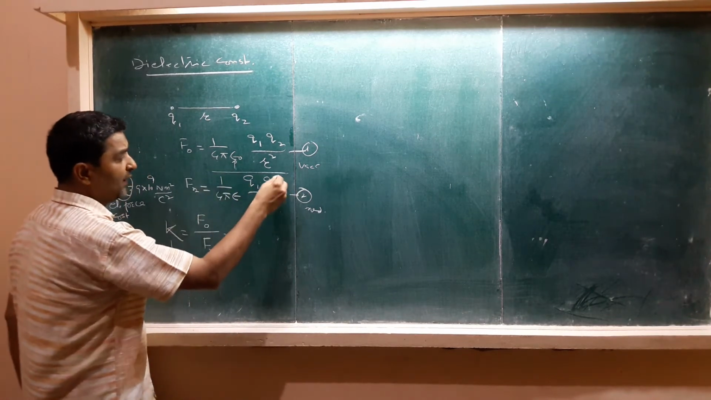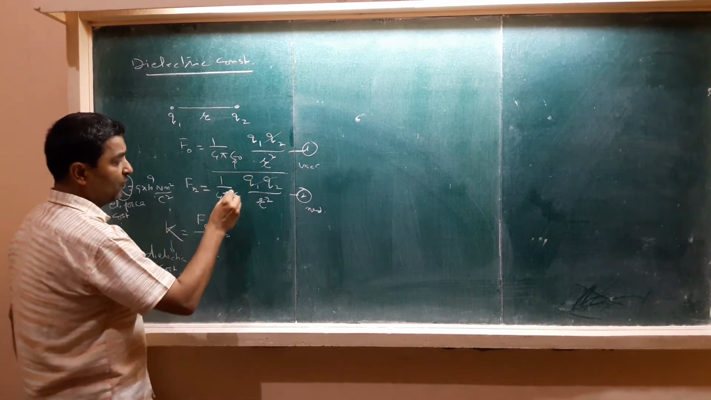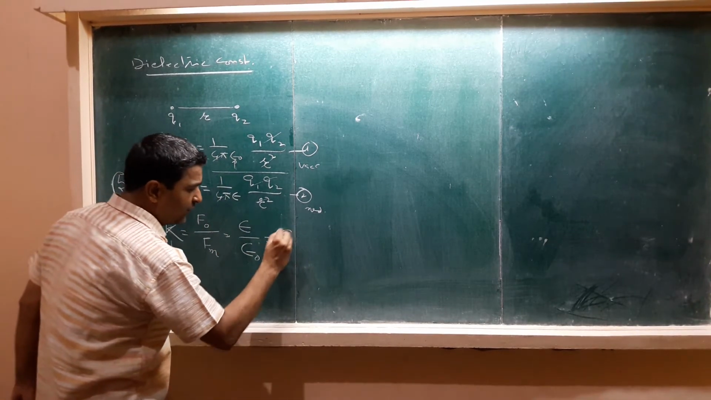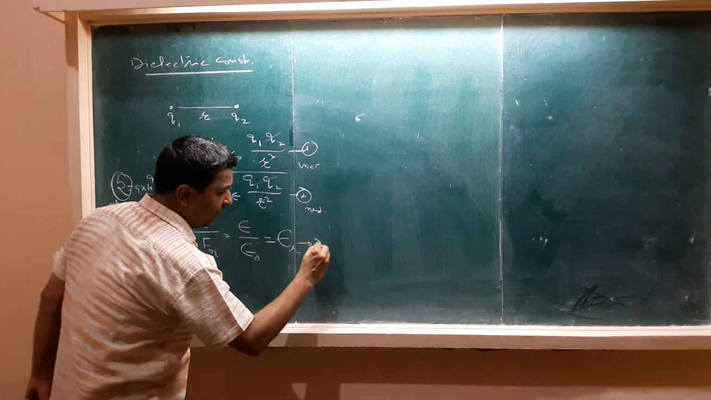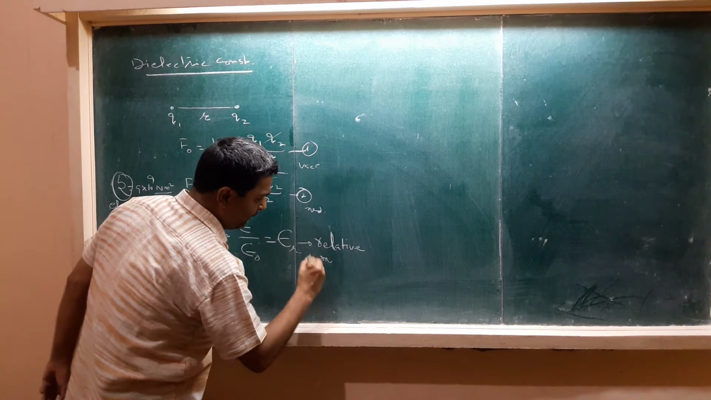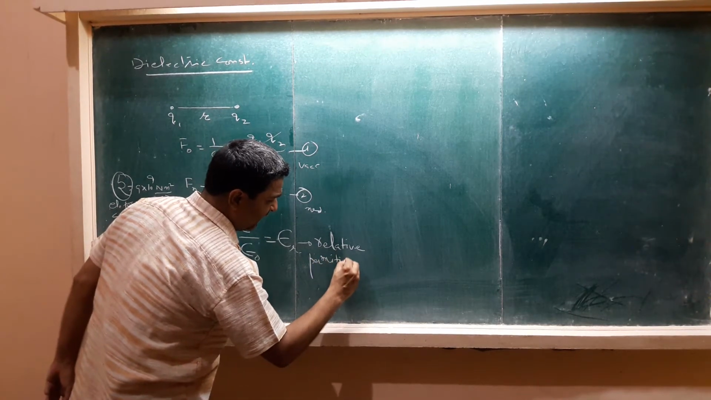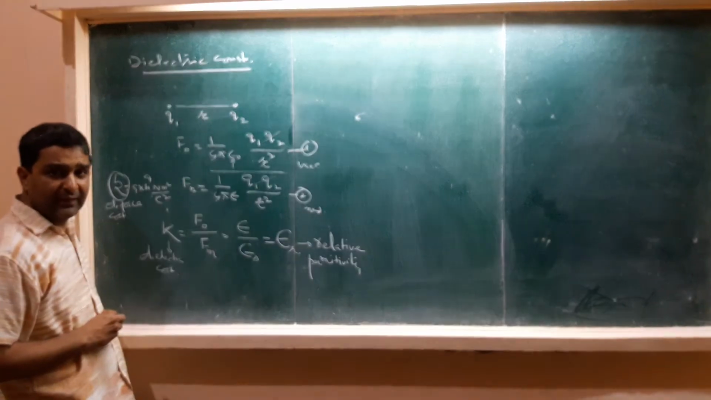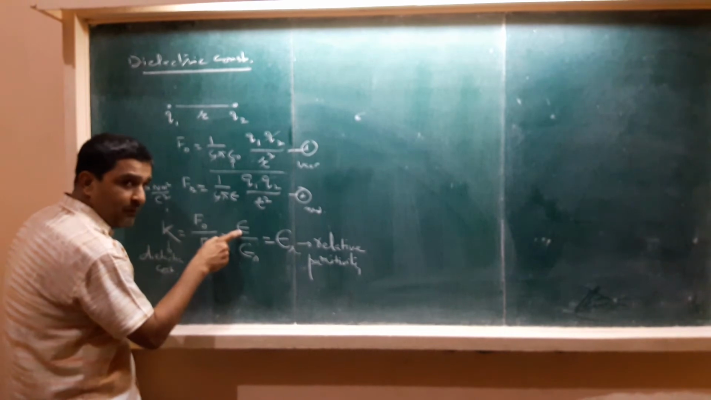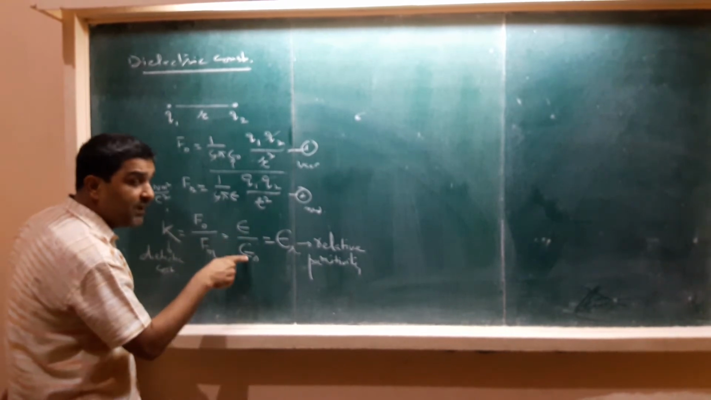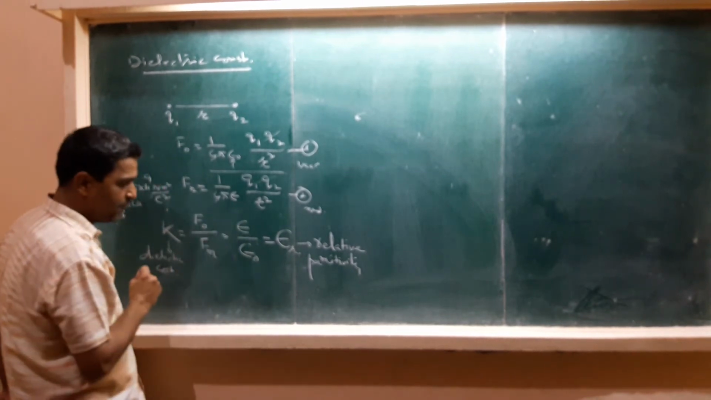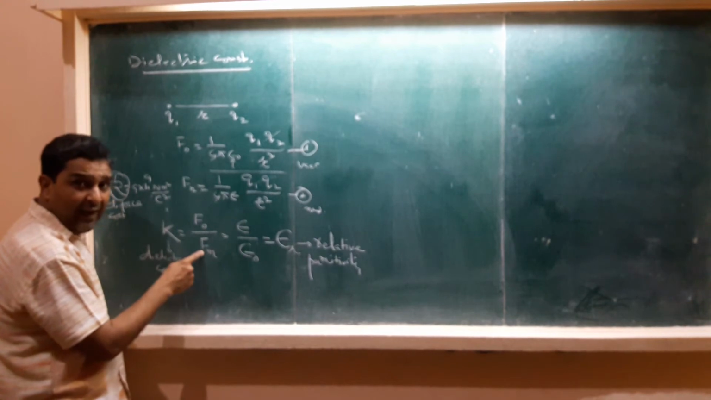Divide these two, 4 pi cancels out. This epsilon by epsilon naught is what is called epsilon r, what is called relative permittivity. Relative permittivity means the permittivity given by the medium to the permittivity given by the vacuum for the interaction of charges. And this is what F0 by Fm.